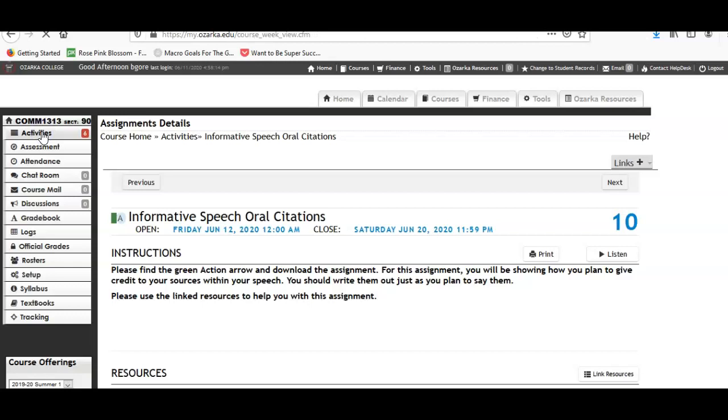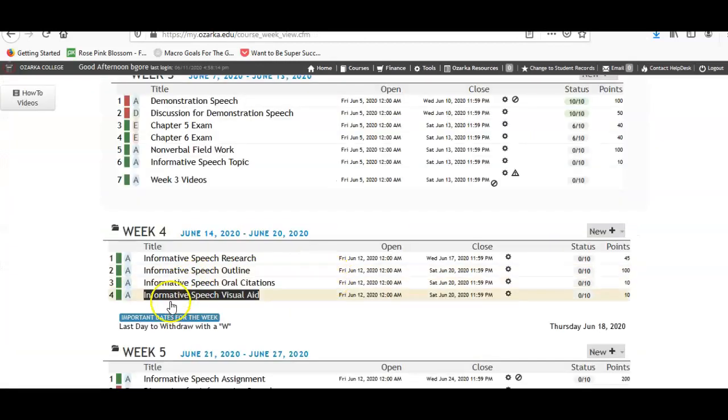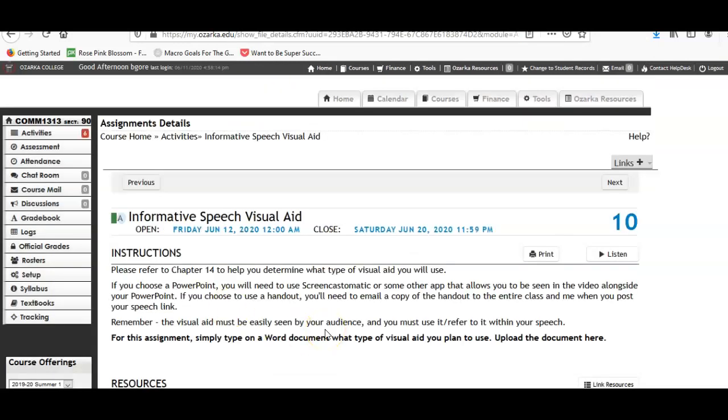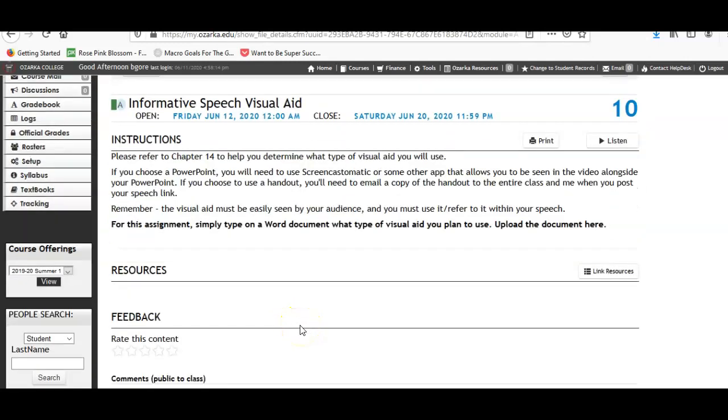Okay. Last but not least, visual aid. You have to have some sort of visual aid for this speech, and you have to reference your visual aid within your speech. Again, if you are going to use a PowerPoint, and that's perfectly fine, you need to use Screencast-O-Matic or some other app that allows the screen to show and your face to show. I must be able to see your face in this speech, so don't think you're getting out of that. Look at Chapter 14. That will give you some ideas about visual aids.